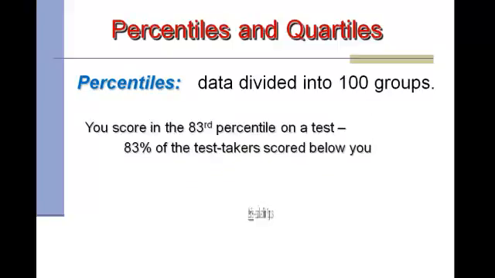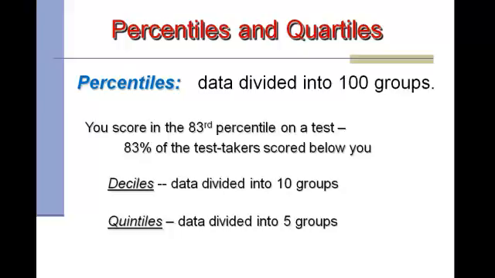Okay, percentiles, I'm going to just mention this very quickly. Percentiles are just data divided into groups, and we do it in the form of 100 groups. If you score, for example, in the 83rd percentile on a test, that means 83% of the test takers scored below you. So the percentile tells you what proportion scored below you or lie below you.